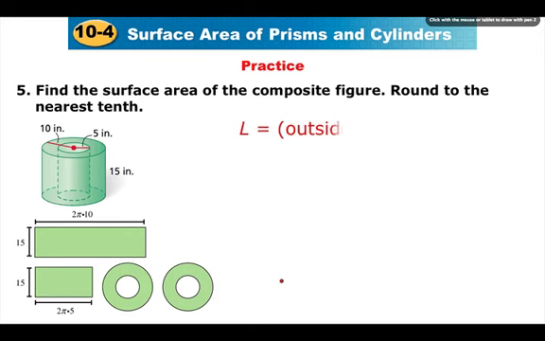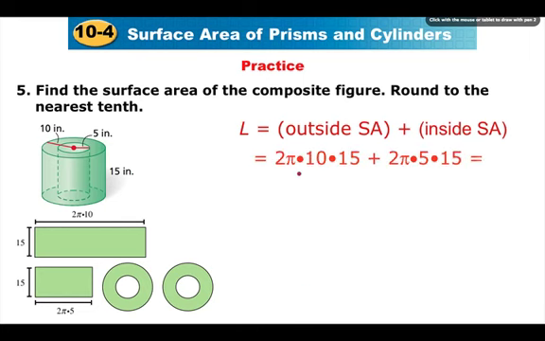So let's go ahead and find the lateral, which is the outside surface area, which is here, and then the inside surface area, which is here. Again, the inside is coming from the inside of this 3-dimensional figure. There's a hole there, and that's where this surface area comes in. So let's compute these numbers: 2 pi 10 times the height, 2 pi 5 times the height, and you end up with 450 pi.